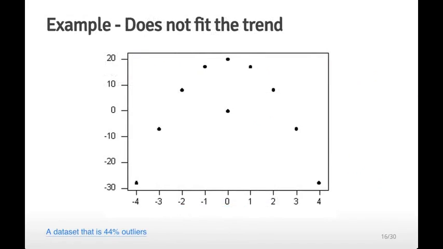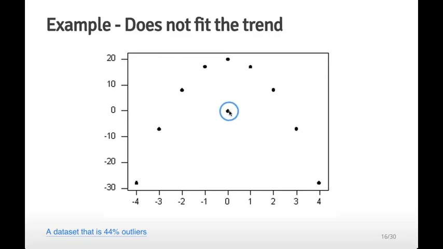Finally, here's another example of an outlier that doesn't fit the trend. This is what I mean by it doesn't always have to be extreme. None of these points is extreme in either the x or the y axis. They're all in the same range. But you can see that these points follow a very specific parabola, and then there's one point that doesn't land on that parabola. So this is a point that doesn't fit the trend.